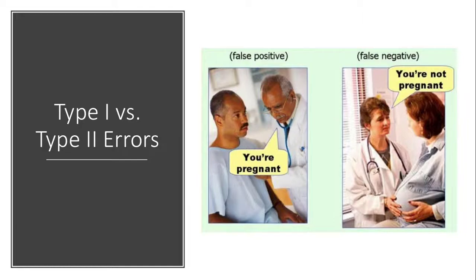So a type 1 error you can see here would be versus a type 2. A type 1 is saying you're pregnant when in fact you're not, and the opposite, a false negative, is saying you're not pregnant when in fact she really is. So they're good analogies.